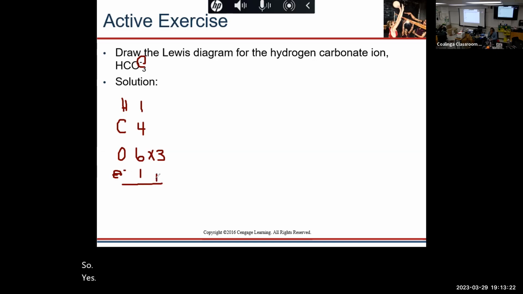Okay, so we add them all together. We have a total of 18, 20, 24 electrons.